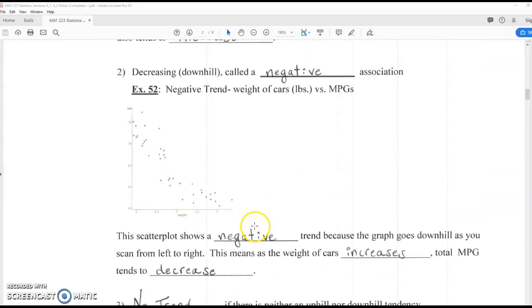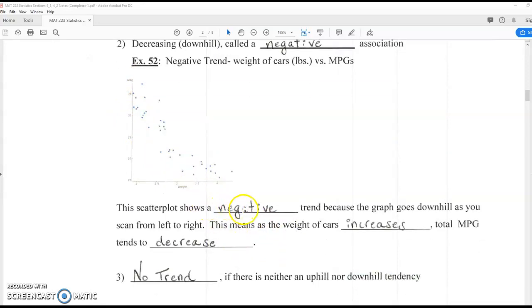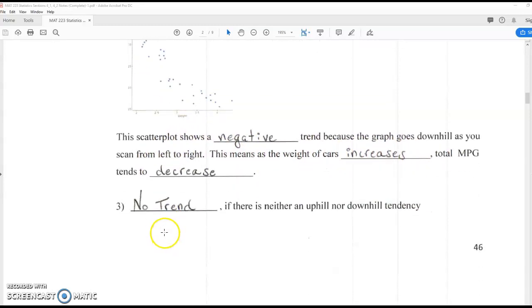A downhill trend would look like the following. It's like the line is going downhill as we read from left to right. As the weight of cars increases, the total miles per gallon tends to decrease. That's a negative trend because the graph goes downhill as you scan from left to right. This means as the weight of the car increases, total miles per gallon tends to decrease.